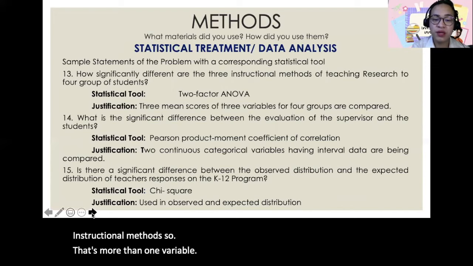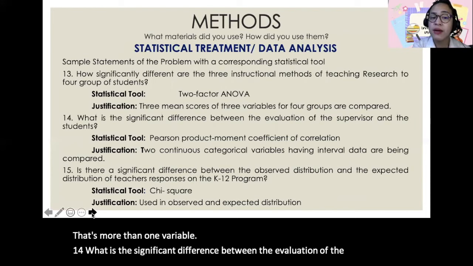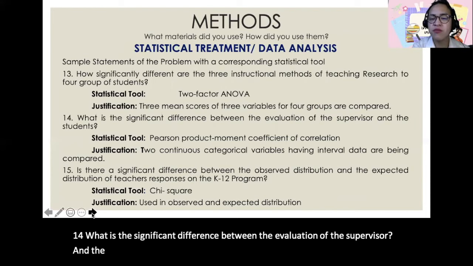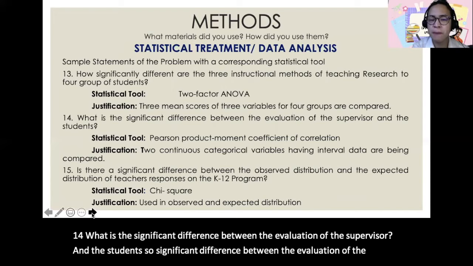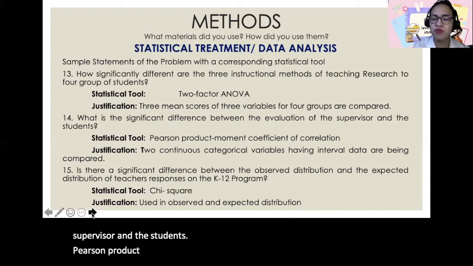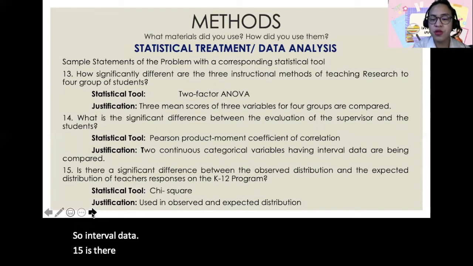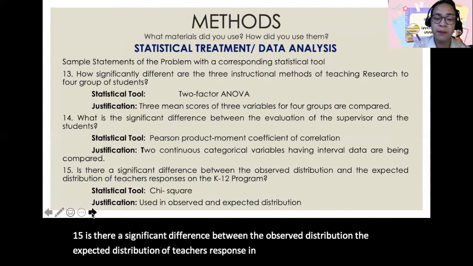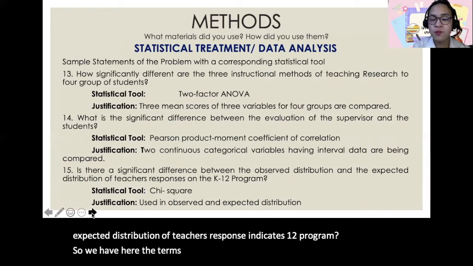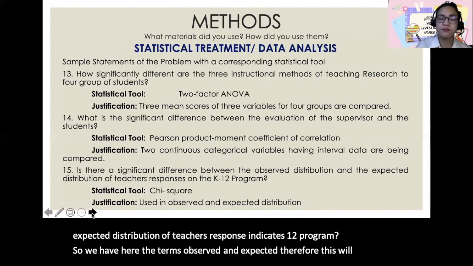14. What is the significant difference between the evaluation of the supervisor and the students? Pearson product moment coefficient of correlation. So interval data. 15 is the significant difference between the observed distribution and the expected distribution of teachers' responses in the K-12 program. So we have here the terms observed and expected. Therefore, this will be chi-square.